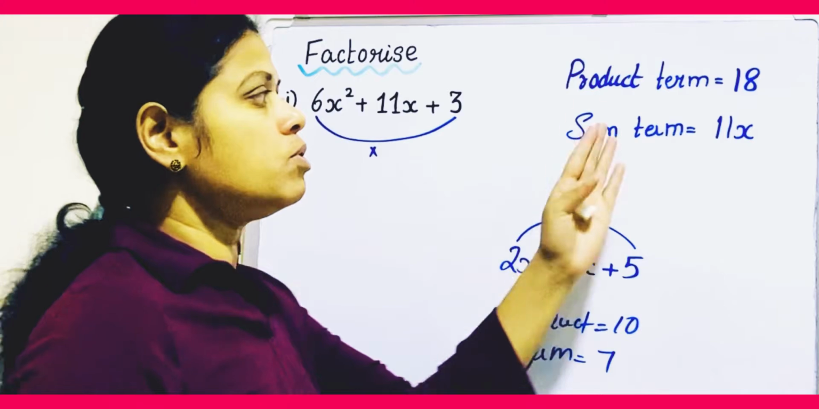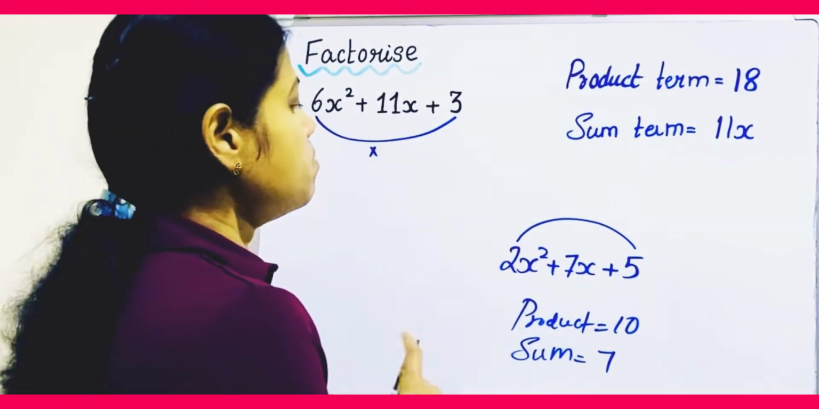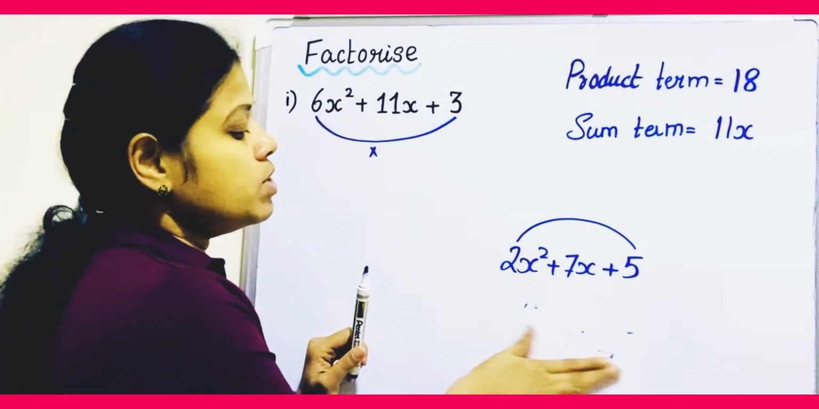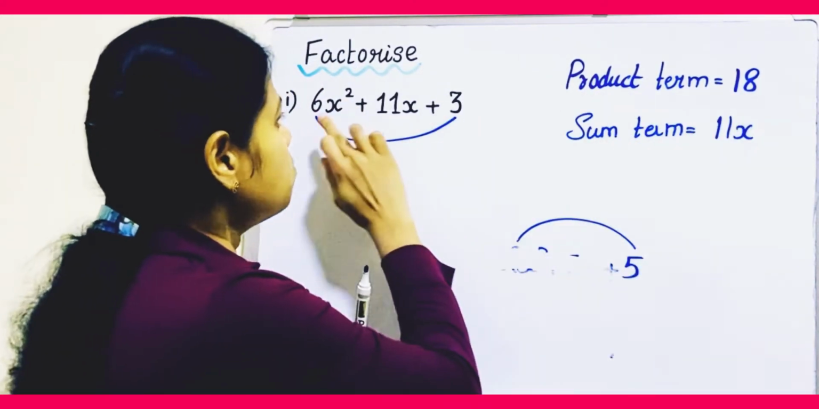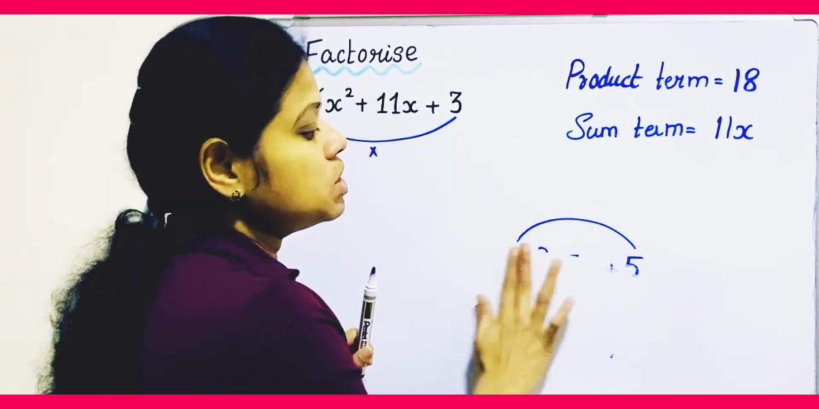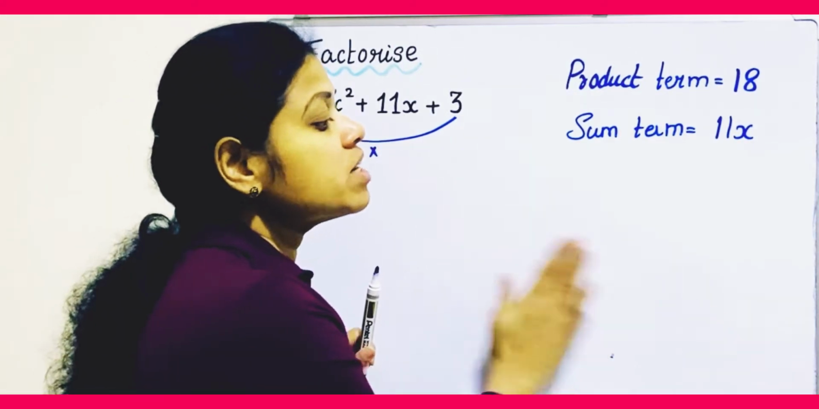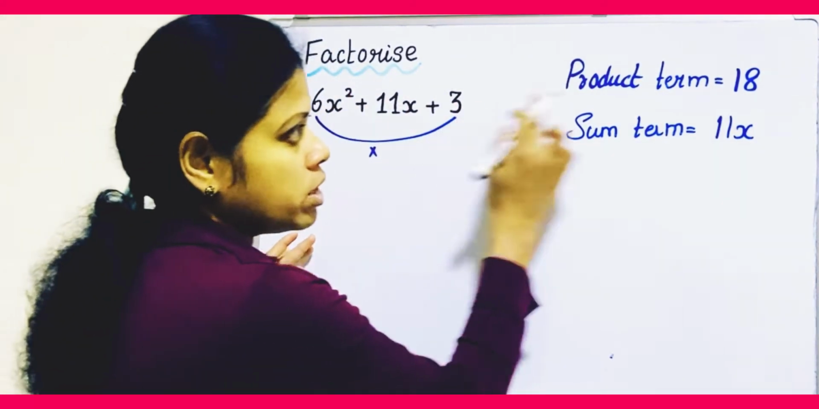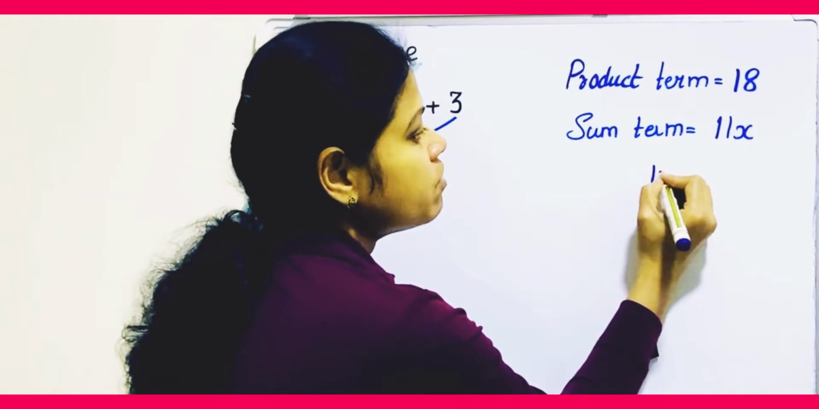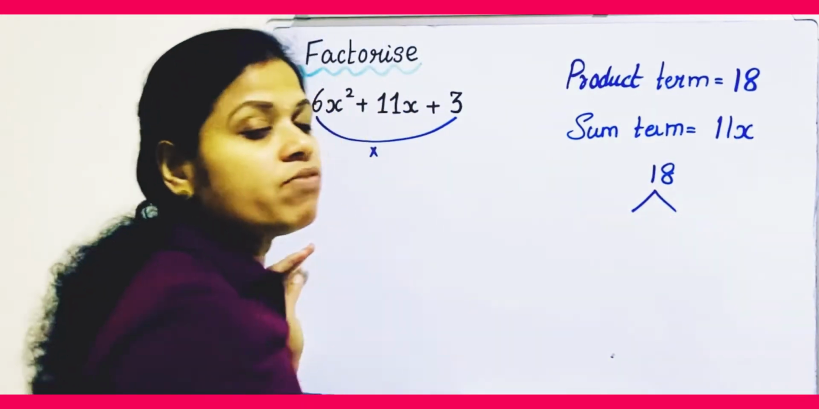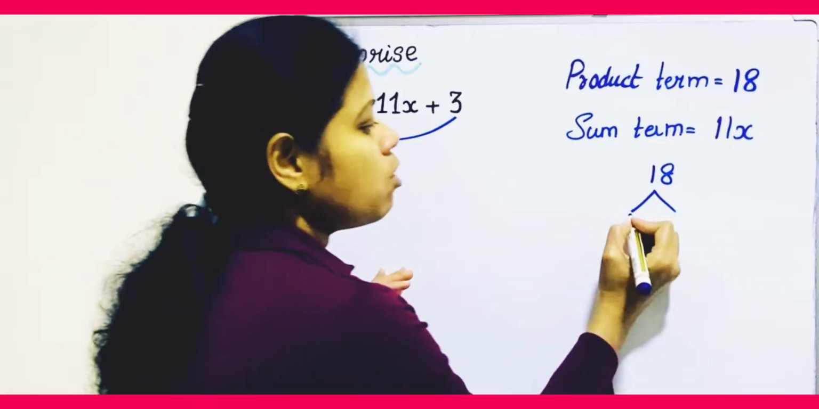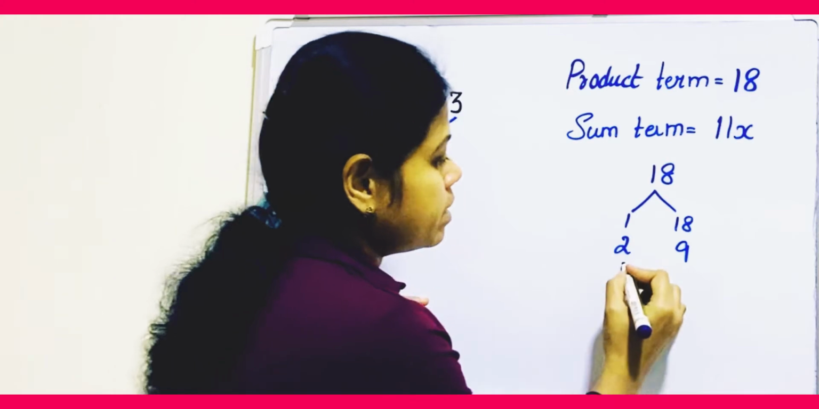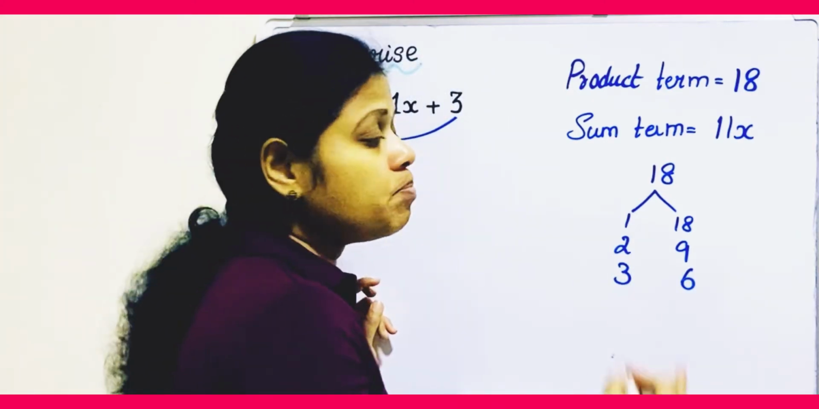So once you know the product term and the sum term, the next step is to factorize this expression. The product term of this expression is 18, right? So you have to find the factors of 18. What are the factors of 18? Factors of 18 are 1 and 18, 2 and 9, 2 nines are 18, then 3 and 6, 3 sixes are 18.